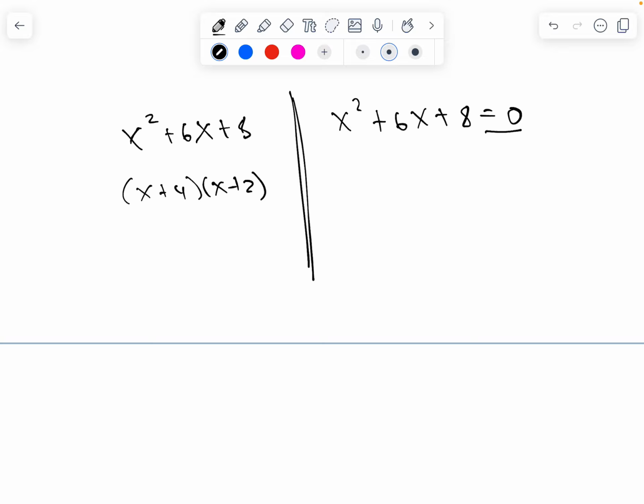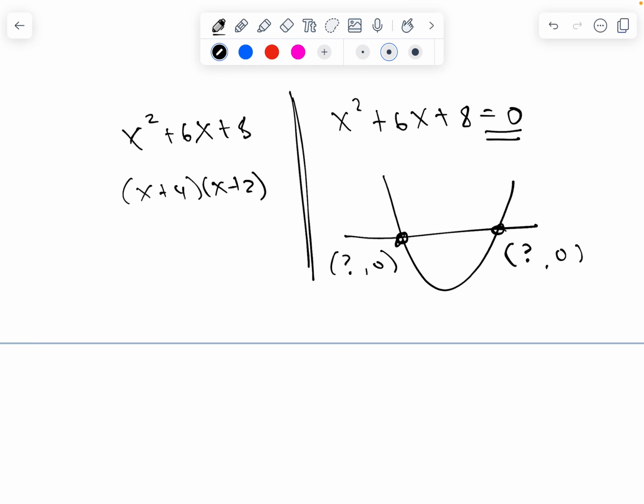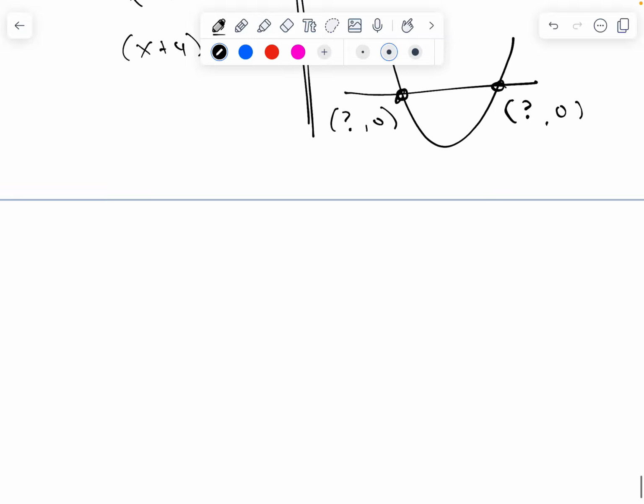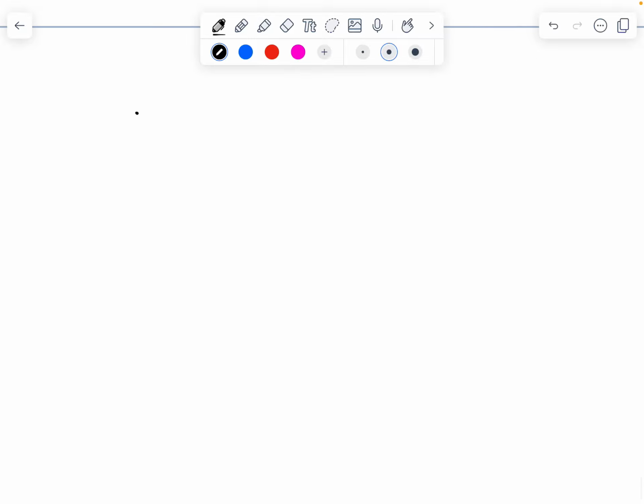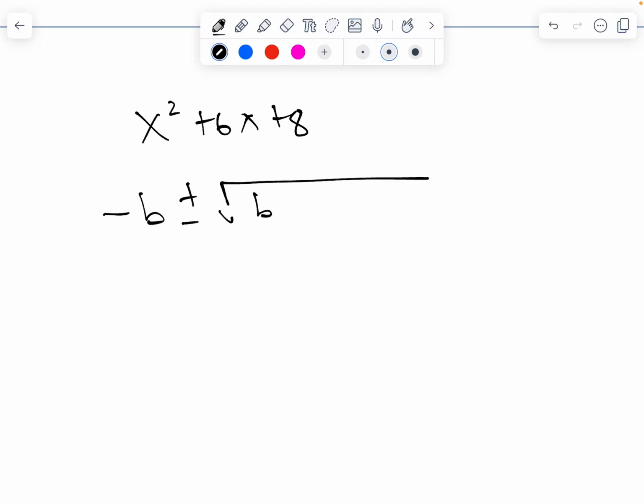When we set this equation equal to 0, we're asking ourselves what value of x makes the y value 0, and what other value of x makes the y value 0. So we're considering that problem. So to solve that problem, we're going to use the quadratic formula. So again, our equation is x squared plus 6x plus 8. And the quadratic formula has these letters in it.